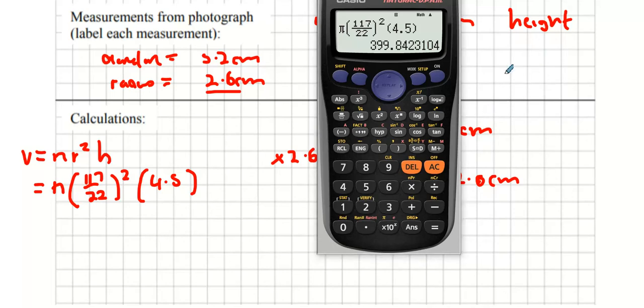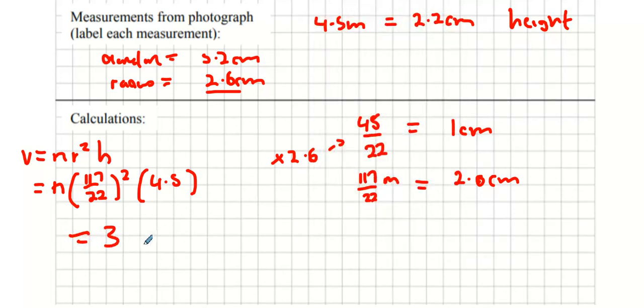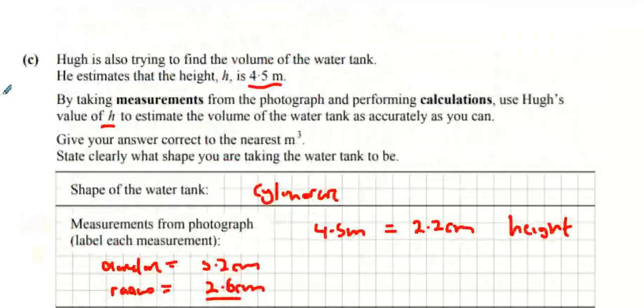399.84. So I know the marking scheme says 399.81, but I'm actually arguing that I have a more accurate answer because I use fractions instead of decimals. To the nearest meter cubed is going to be 400 meters cubed. Okay.